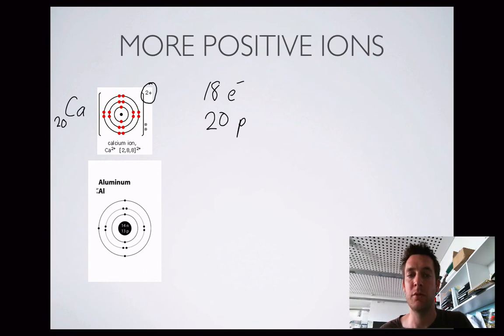So there's 2 more positive charges than there are negative charges. So this calcium ion has a charge of 2+. Plus because it lost electrons, 2 because it's lost 2.